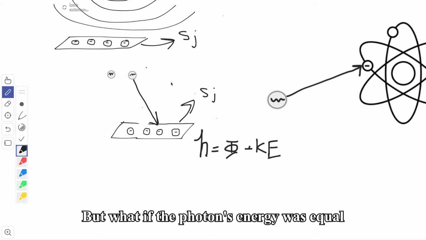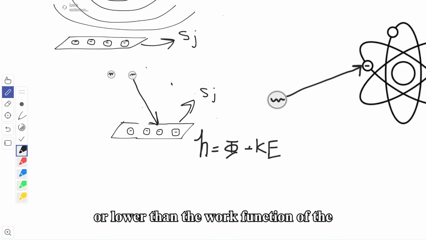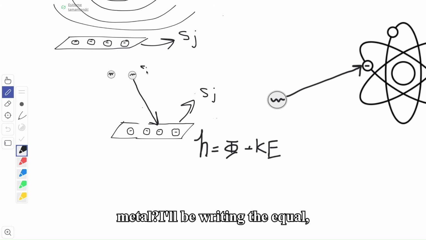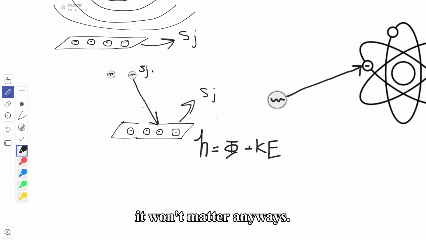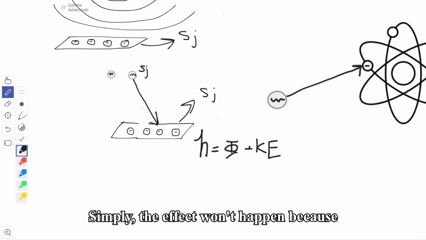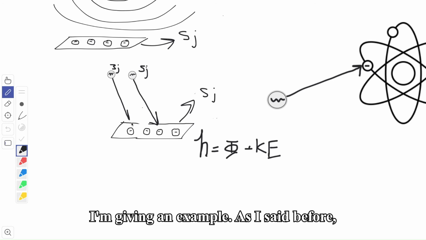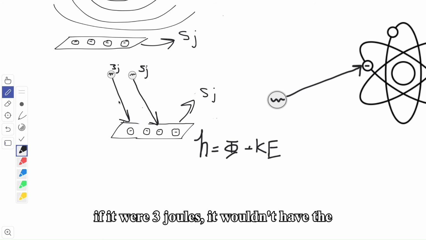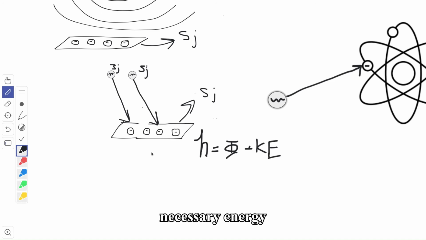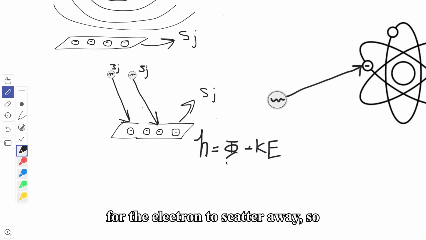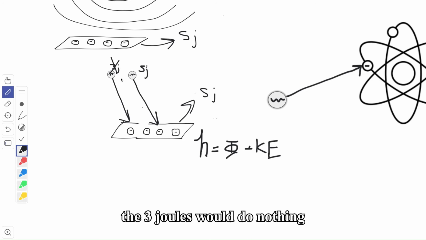But what if the photon's energy was equal or lower than the work function of the metal? I will be writing the equal, it won't matter anyways. Simply the effect won't happen because, when it were 3 joules or 5 joules, I'm giving an example as I said before. If it were 3 joules, it wouldn't have the necessary energy for the electron to scatter away. So the 3 joules would do nothing, or we won't be able to observe the photoelectric effect.